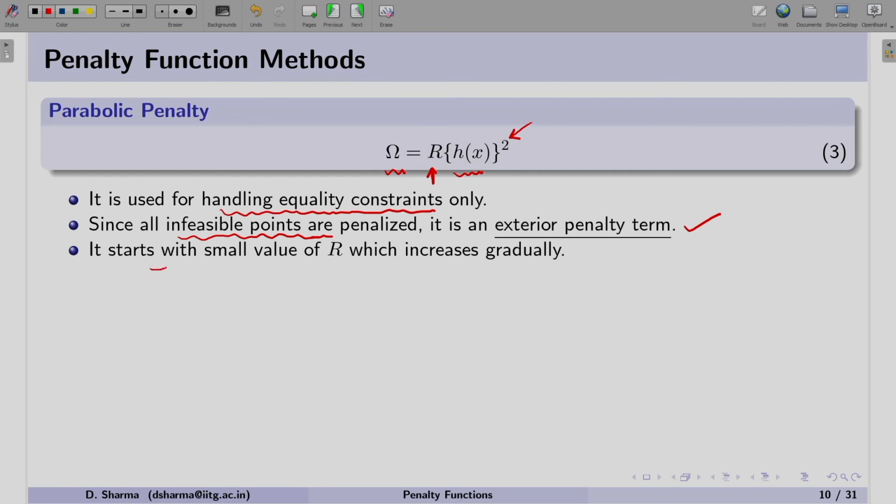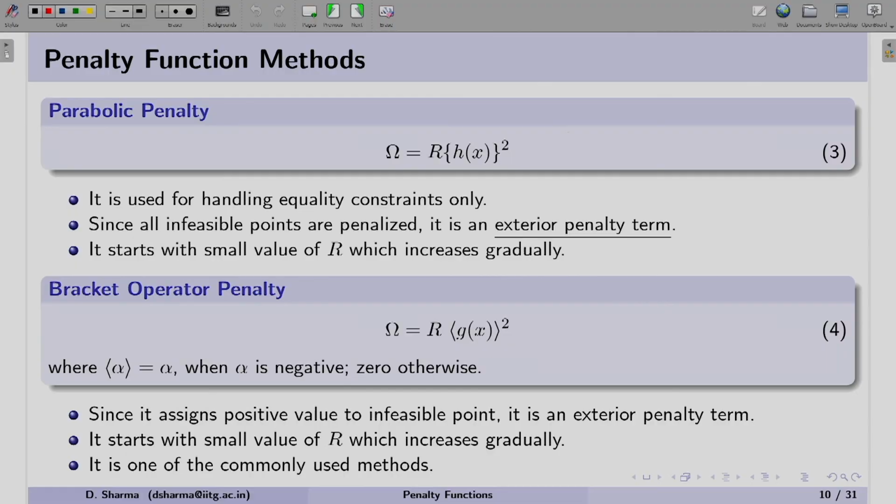In this particular case, generally we take a small value of r and we keep on increasing this value gradually. Initially when we start with a small value of r, the solutions will be moving close to the optimum solution without these constraints, and as and when we increase the value of r, these solutions will be moving towards the optimum solution of the constrained optimization problem. This is for the equality constraint.